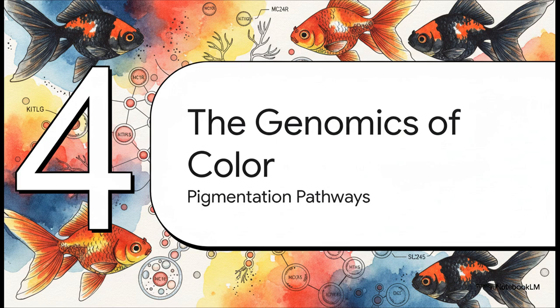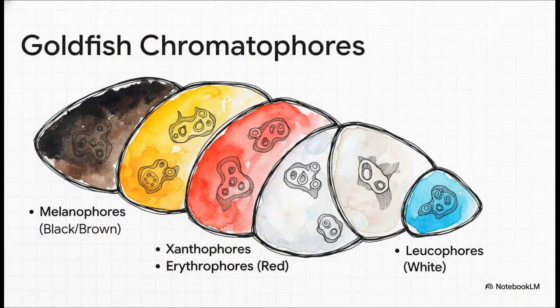Let's shift gears a bit. Section 4, the genomics of color. While mammals basically only have melanin to work with to color our skin and hair, goldfish utilize up to 6 distinct pigment cells, called chromatophores, to paint their scales. They've got melanophores for blacks and browns, xanthophores for yellows, erythrophores for those bold reds, iridophores for reflective shine, leucophores for crisp whites, and even rare cyanophores for blue. It is a wildly complex biological palette.